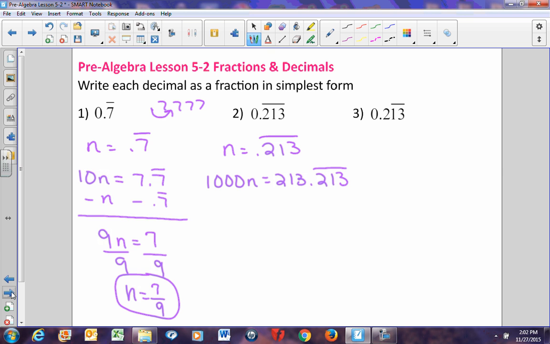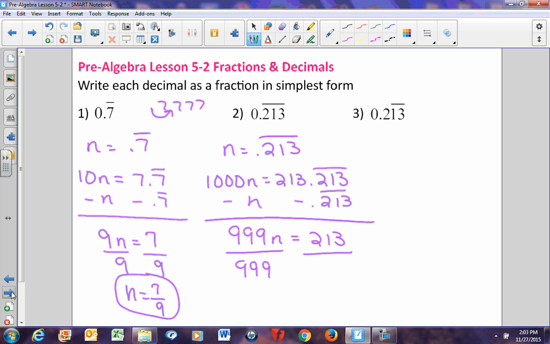So now I'm going to subtract the smaller one from the larger one. So I'm going to subtract n and subtract 0.213. Remember, everything you do is to get rid of that repeating decimal. 1,000n minus n is 999n. 213.213 minus 0.213 is 213. Divide by 999.